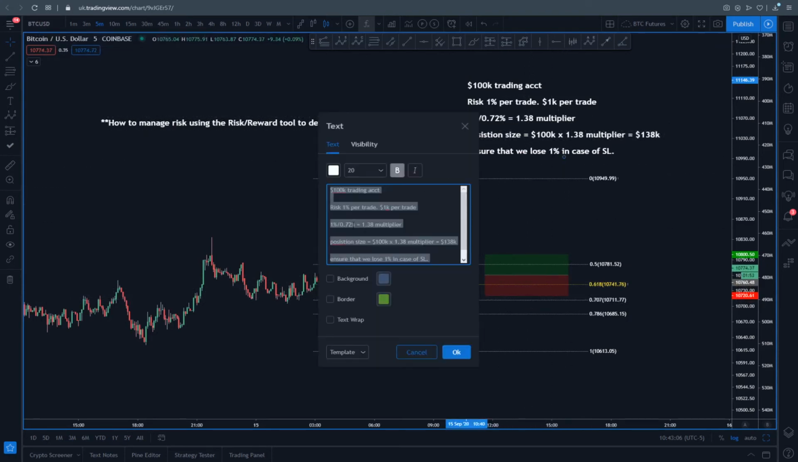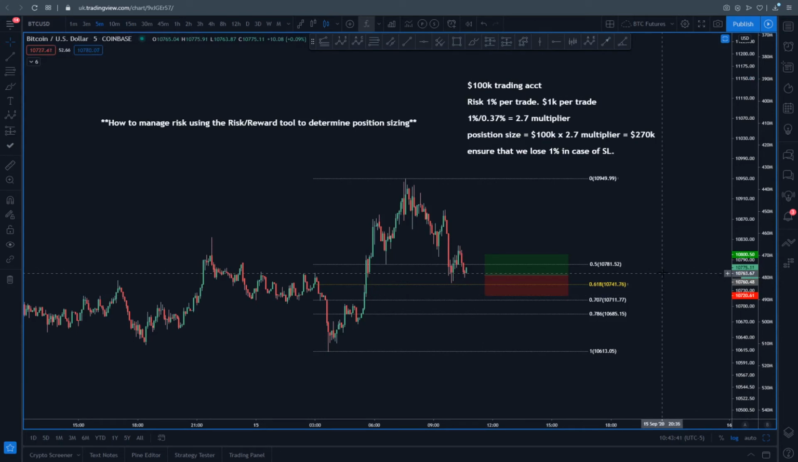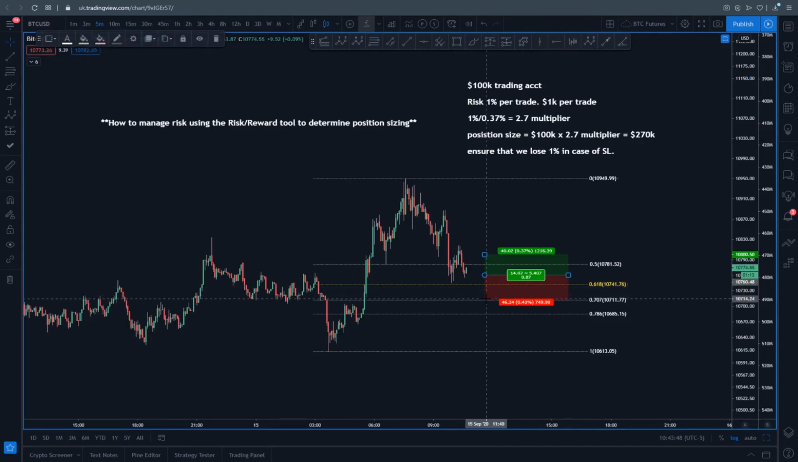Now you'd have to come in here and say 0.37%, and that would give you a new multiplier, which would be 1 divided by 0.37. It would be 2.7. So your new multiplier is 2.7. Then you have to come in here and change this, and now you have a position size of 270K, and this allows you to risk 1% of your account balance of 100K. So every trade is always created equal by adjusting your position size on every single trade based on your risk to reward tool, how you have it set up.